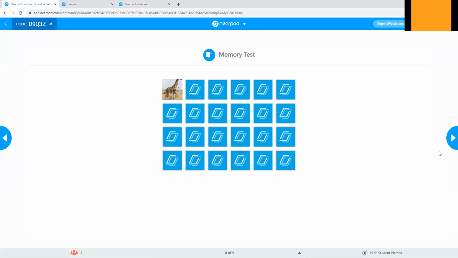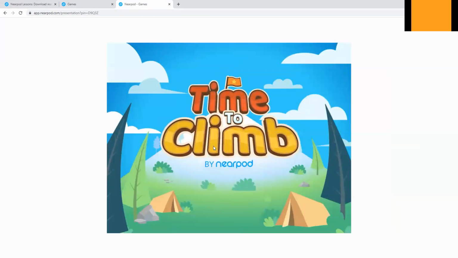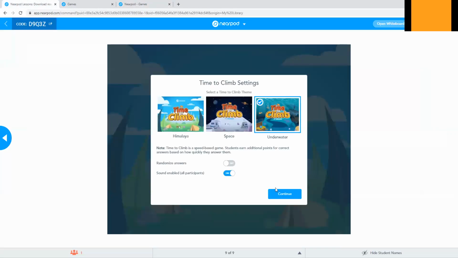Now let's go to the next one. And the next one, it's called Time to Climb game. It's a little bit too heavy for slow internet, so we need a good connection to the internet. And this is how the teacher's screen will look. We can choose a few different themes like underwater, space, or Mount Himalaya. Let's just choose space.